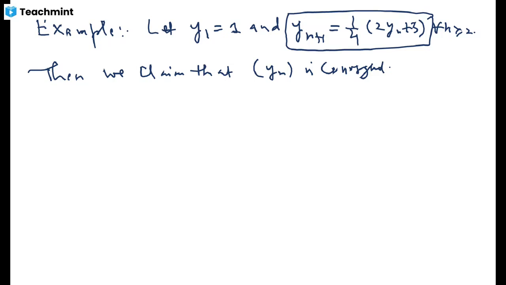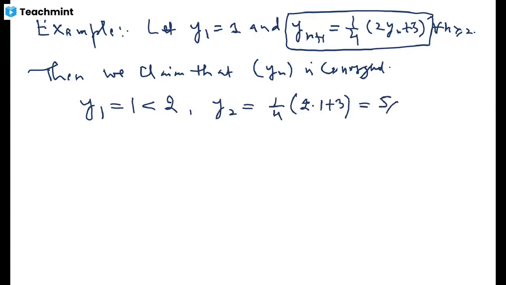For the monotone convergence theorem, I need to establish that this sequence is a bounded sequence, and then finally that it is monotone also, increasing or decreasing, whichever it may be. Now first look at y1, which is 1; it is less than 2. Let us look at y2. y2 will be 1 by 4 times (2 times y1, which is 1, plus 3), which is 5 by 4, and obviously it is also less than 2.